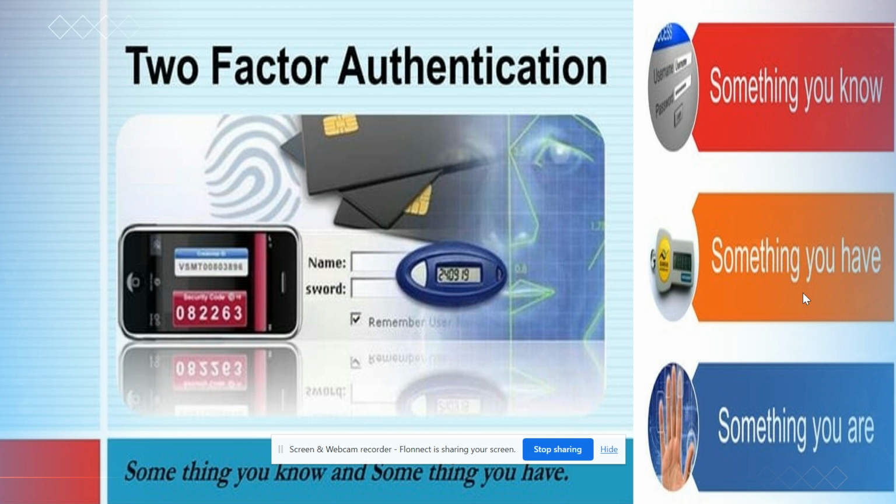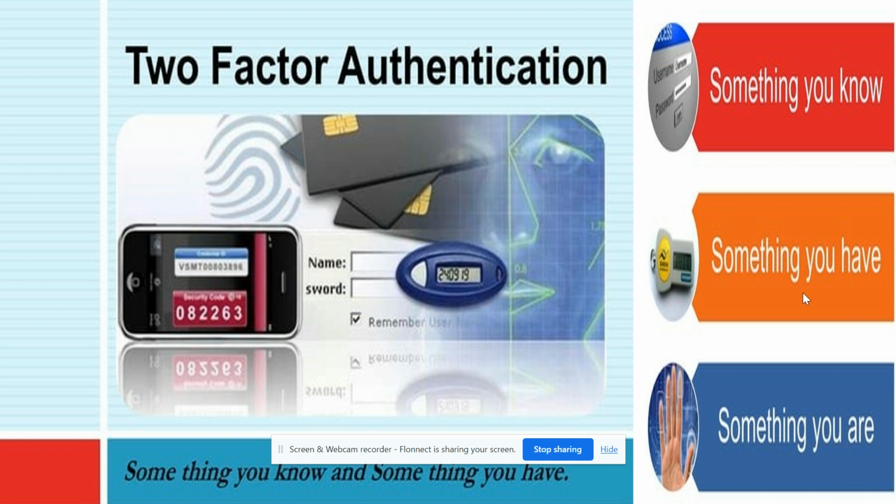First, what is two-factor authentication? Two-factor authentication is a two-step verification, or a security process in which users provide two different authentication factors to verify themselves. There are three factors in authentication. They are something you know, something you have, and something you are.